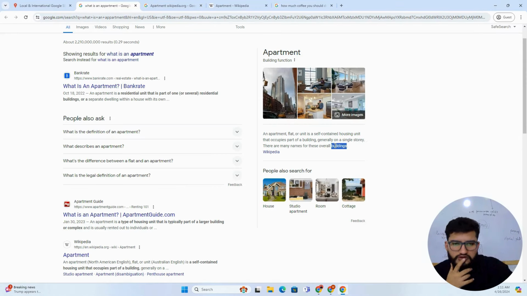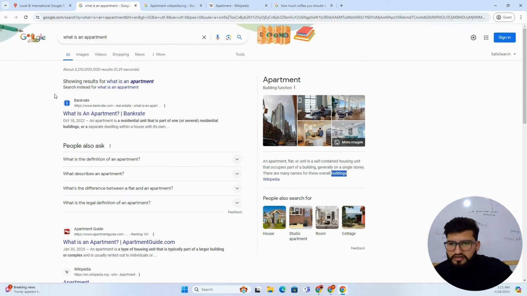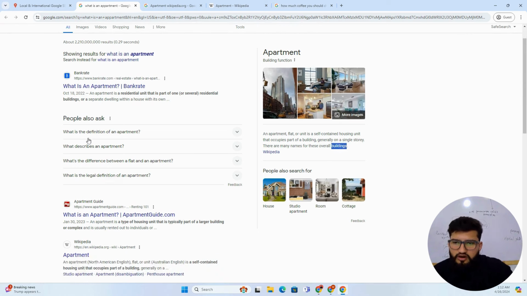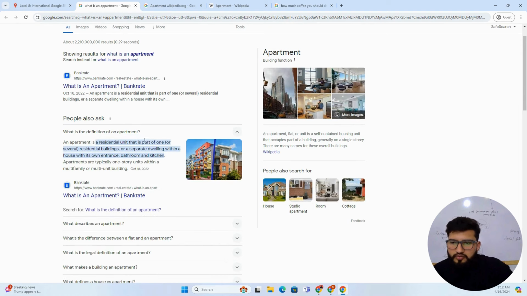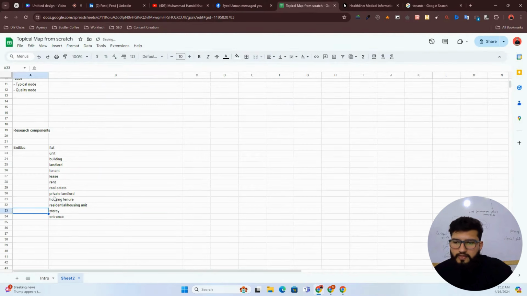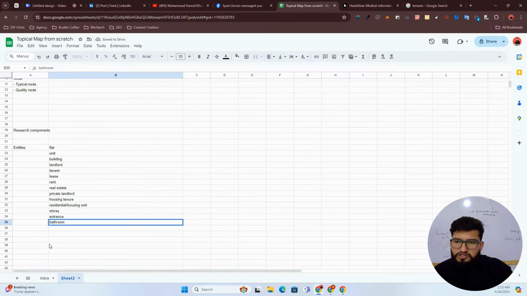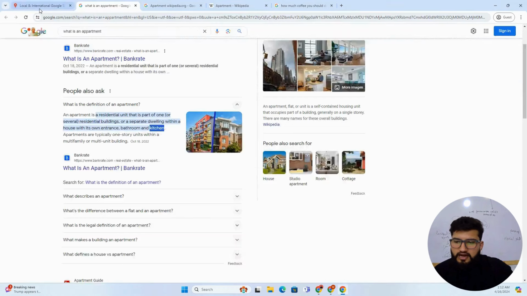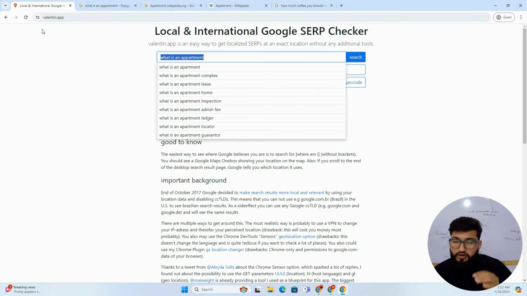There are many names for these overall buildings. We have covered buildings, I guess. Another definition says an apartment is a residence that's part of several residential buildings, or a separate dwelling within a house and so on. An apartment is a residence that is part of one or a separate dwelling within a house, with an entrance and bathroom. Okay, now we are getting some more entities: entrance, bathroom, kitchen.